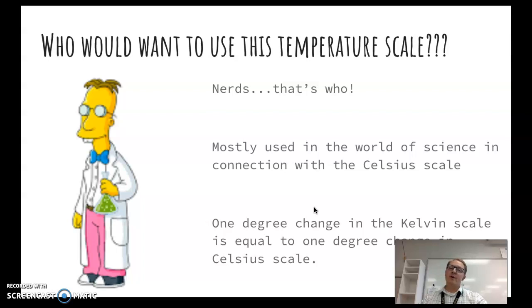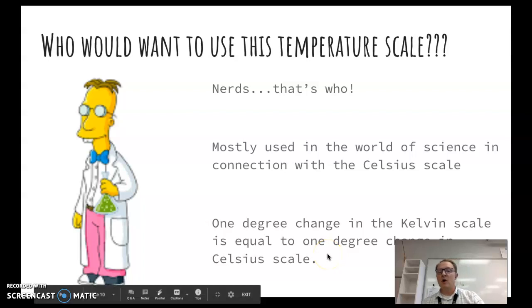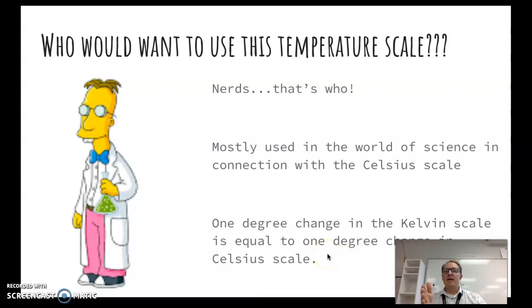So who uses this one? Nerds, that's who. That's not fair, I'm just kidding. Scientists, the world of science. When research is done, we use Kelvin and we use Celsius, and in the world of chemistry, it's used quite often. Now, the nice thing about the Kelvin scale is it plays very nicely with the Celsius scale. Even though 0 degrees Kelvin is negative 273.15 Celsius, if you go up 1 degree Celsius, that's equal to 1 degree increase in Kelvin as well. So they move along their scales very nicely and play very easily with each other.